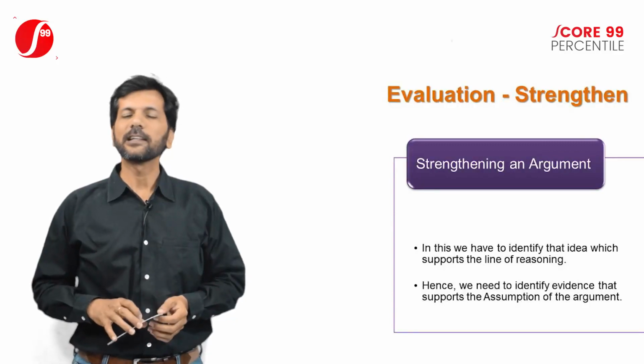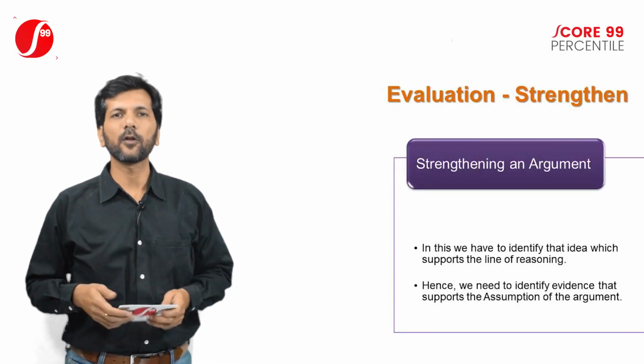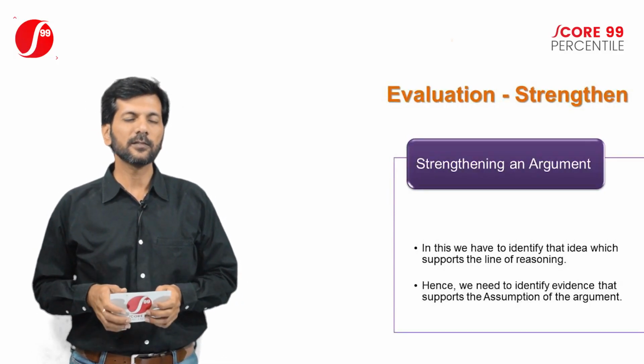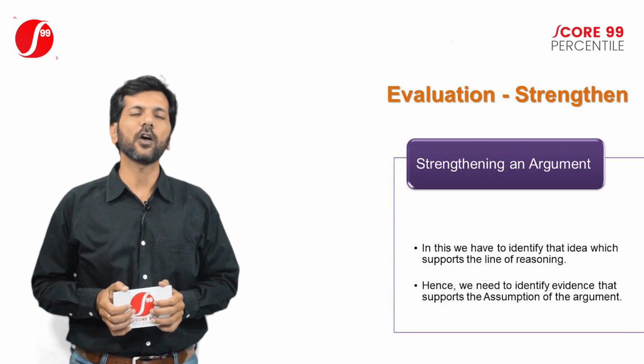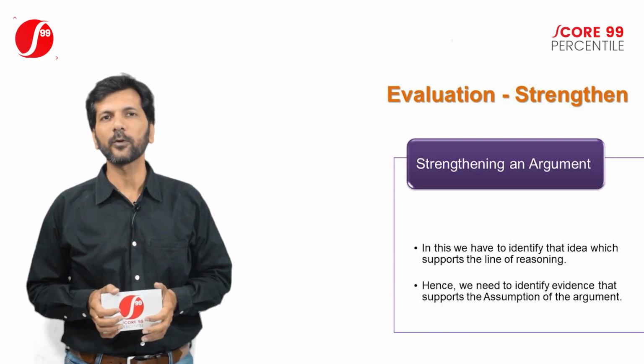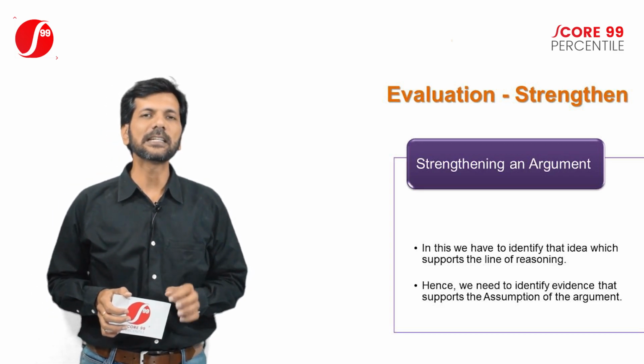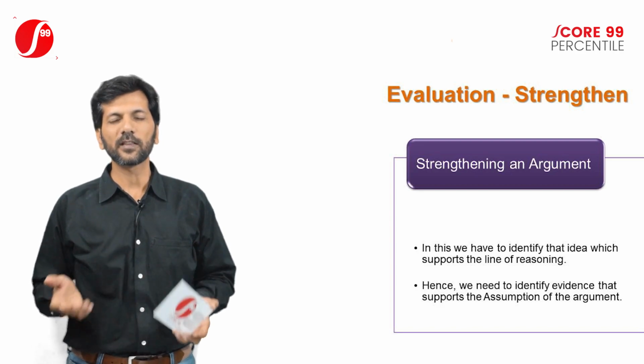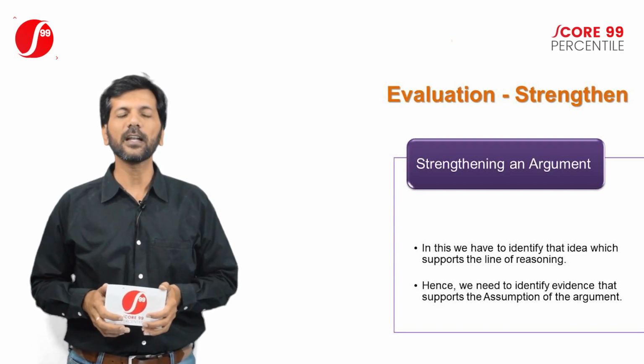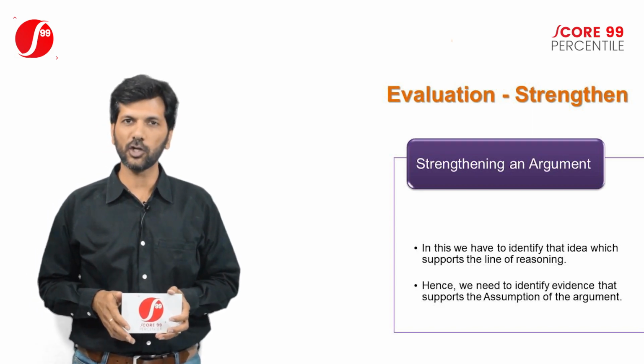Hello again. In this session we will continue from where we left off the last time. This session we will primarily focus on understanding the other skill type, which is argument evaluation. Now under argument evaluation we have primarily three testing areas. One is strengthening an argument, the other is weakening the argument, and the third one is finding a flaw in the logic of the argument.